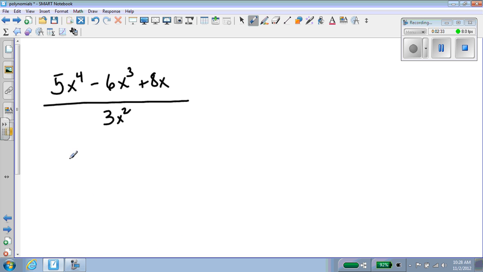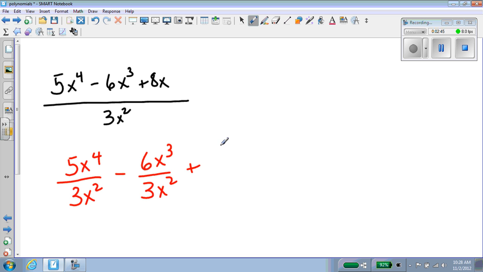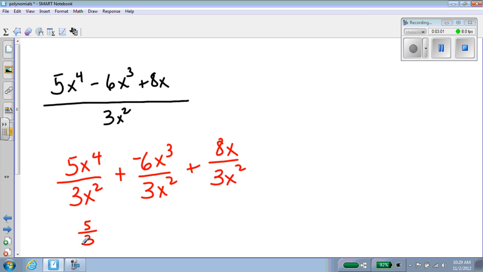Okay, here we have 5x to the fourth over 3x squared, minus 6x to the third over 3x squared, plus 8x over 3x squared. I'm going to do this just so that I get my answer right. So 5 divided by 3 is just 5 divided by 3.